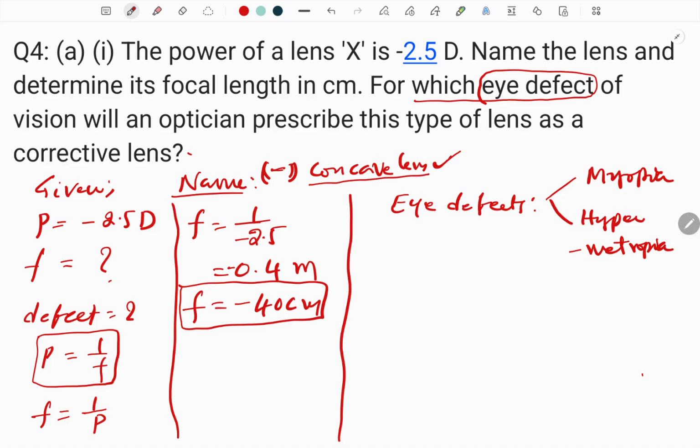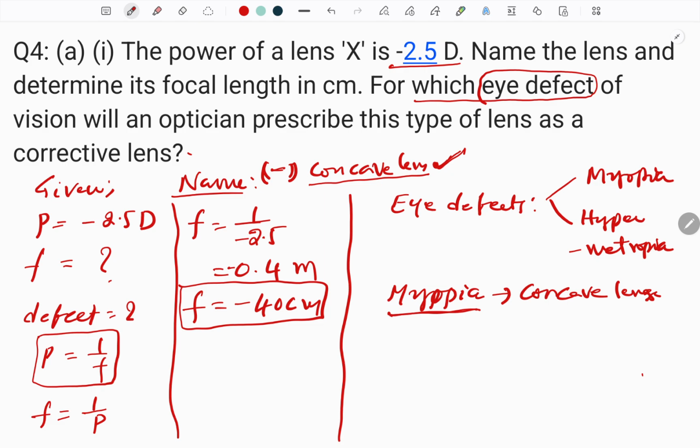So we know that to correct myopia, concave lens is used. Here, based on the power, we identified the lens given is concave lens. So, concave lens is used to correct the defect of myopia. So, this concave lens, whose power is minus 2.5 D, is prescribed by the optician to correct the myopic defect of the person, right?